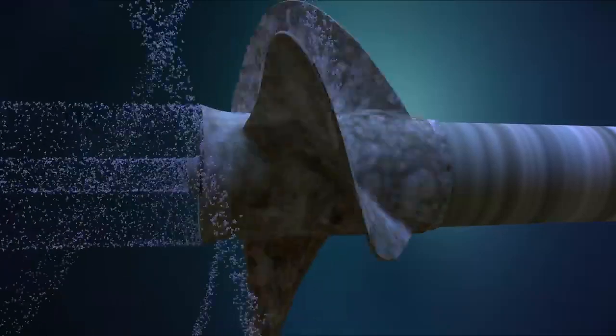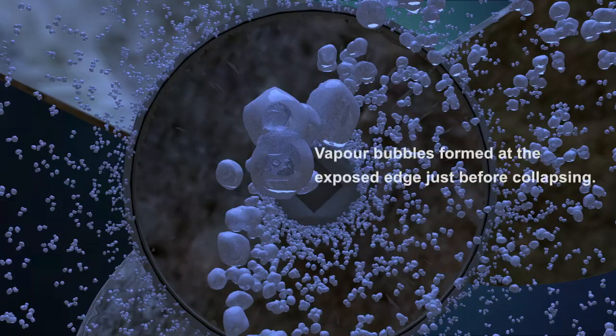On other edges exposed to the flow, low pressure can also lead to cavitation. The bubbles collapse as soon as they reach an environment with a pressure above the vapor pressure.